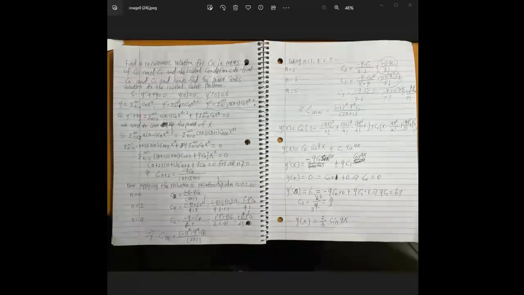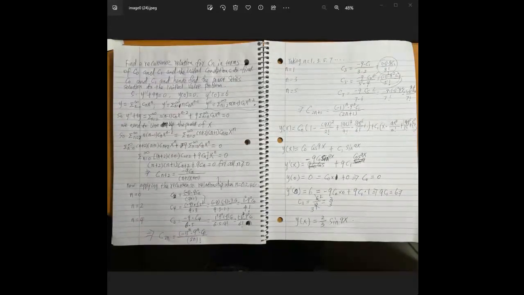So I get the final one. I miss one, this is negative 1 to the power 2, 9 squared, C0 over 4 factorial. So n equals 4 is the last one, the final one over here. So I get the pattern: C2n equals -1 to the power n times 9 to the power 2n times C0 over 2n factorial. This one is like a power series. I think this is a cosine 9x over here.